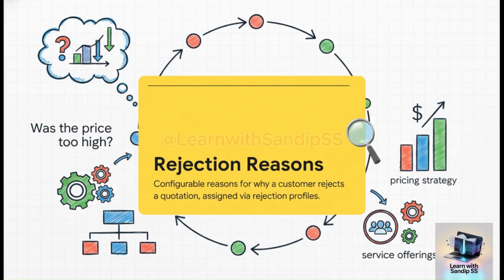And let's talk about those rejection reasons, because they're way more important than they look. This isn't just about closing out a file in the system. By capturing why a quote was rejected, was the price too high? Was the scope not quite right? You're actually collecting priceless business intelligence. Over time, that data becomes an amazing tool for refining your pricing, your strategy, and your service offerings.